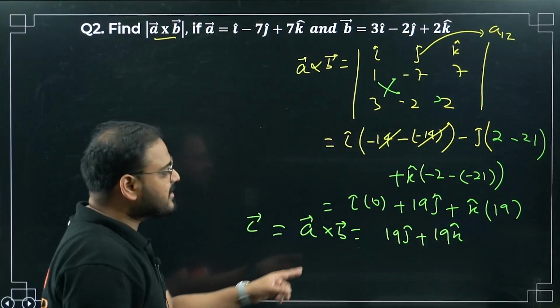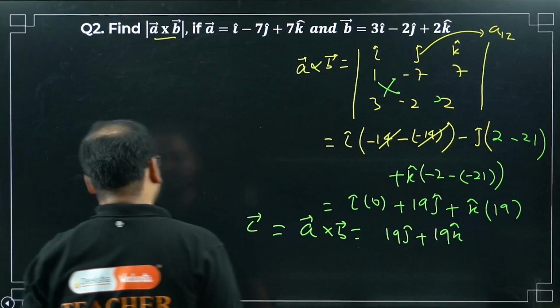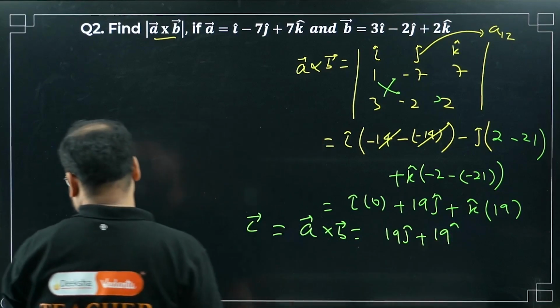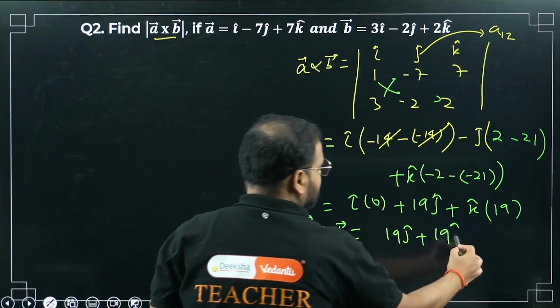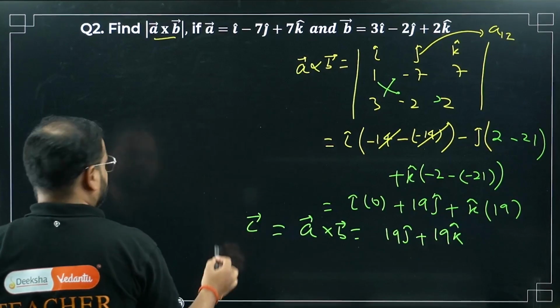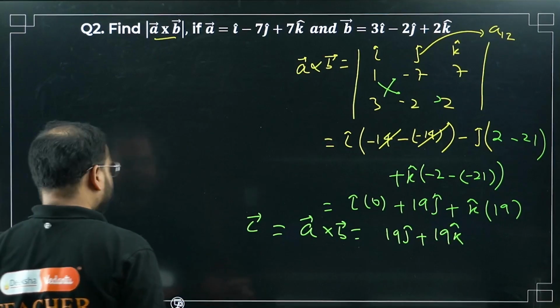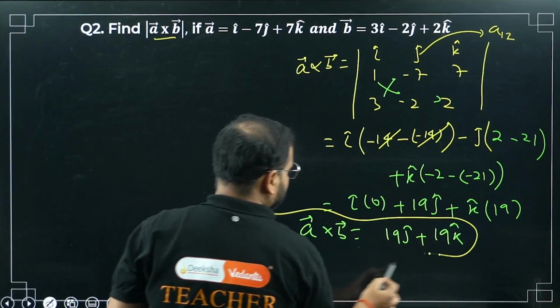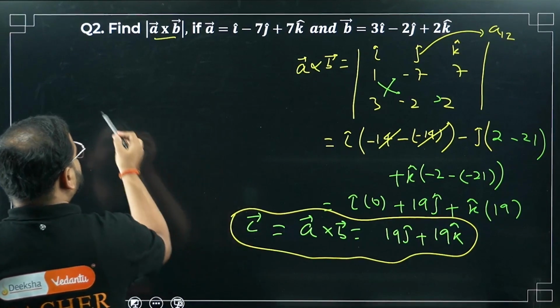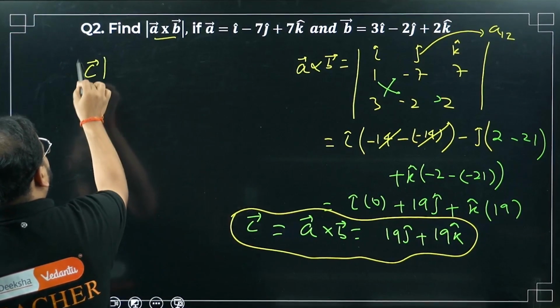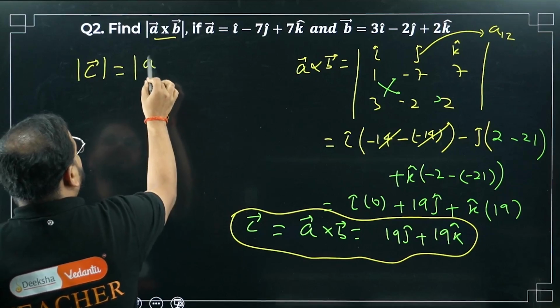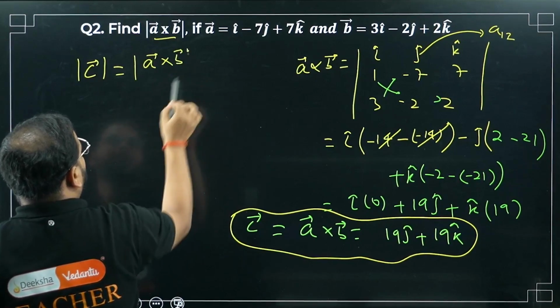What are they asking us? They're asking us the magnitude of this vector C, the resulting vector C. Surely, this is my answer in the vector form, so I'll just write it for you. Now what are they asking? They're asking us this value, the magnitude. How do we find it?